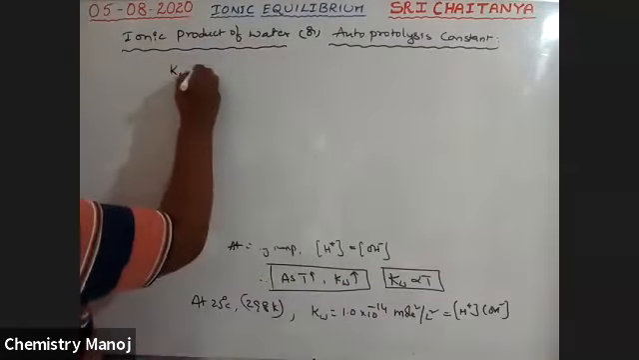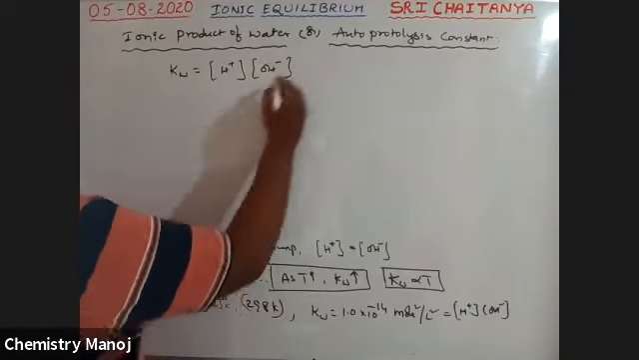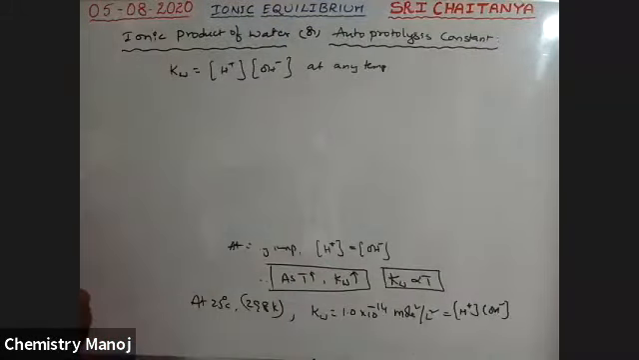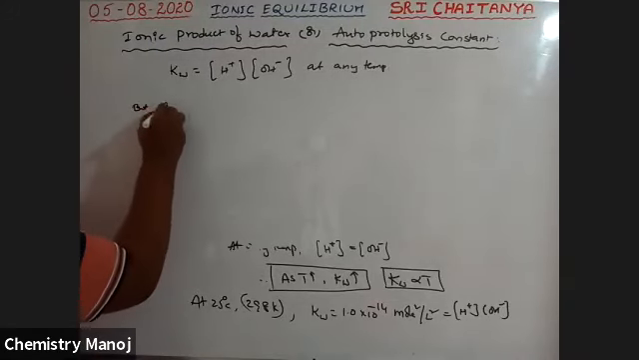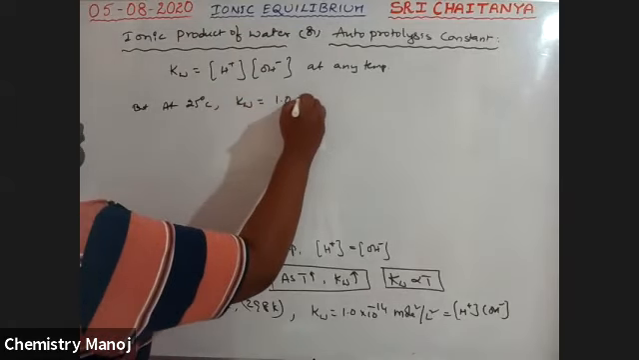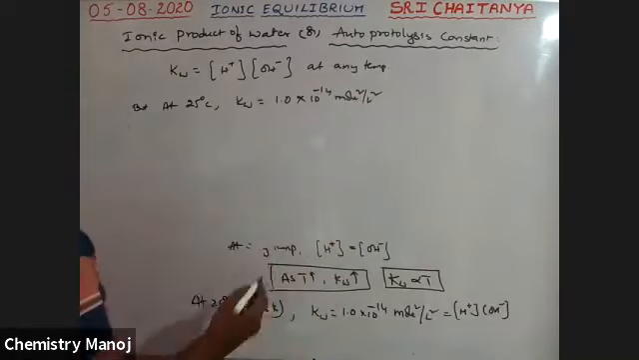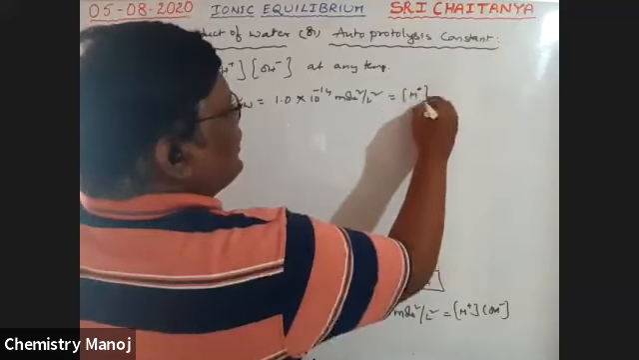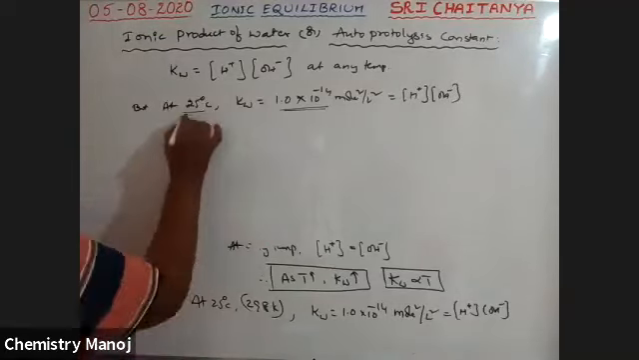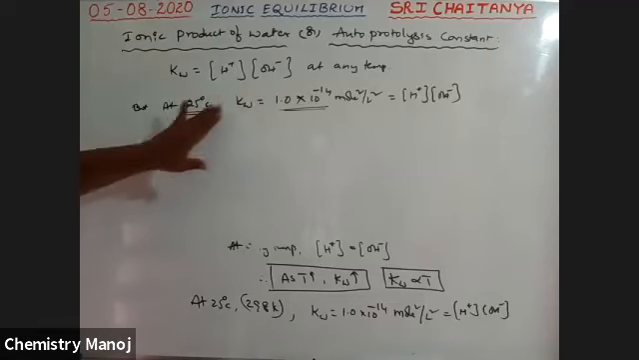So Kw is equal to H+ concentration into OH- concentration. It is applicable at any temperature. But at 25 degrees centigrade, Kw is equal to 1.0 × 10^-14 mol² per liter², which is equal to H+ concentration into OH- concentration. This value is only applicable at 25 degrees centigrade.